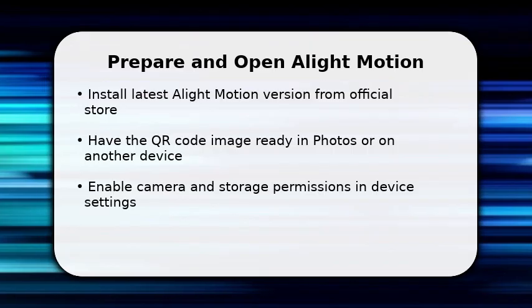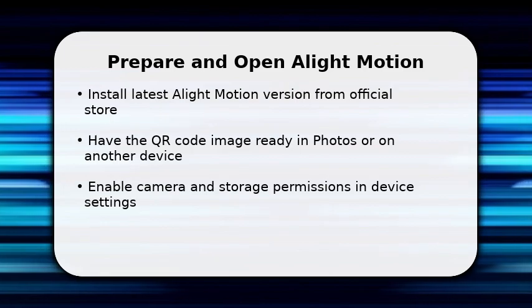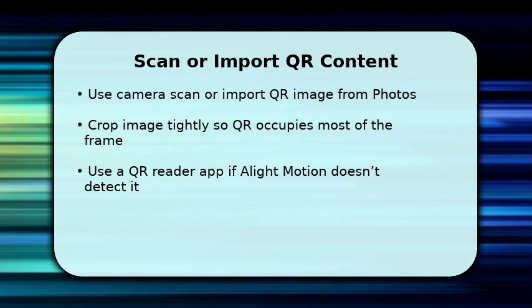If the QR code is on another screen, prepare to use your camera or take a quick screenshot. This ensures you can fetch the code without interrupting the project flow. You now bring the QR into Alight Motion. Choose Import and select the QR image, or tap the camera scan option if available.